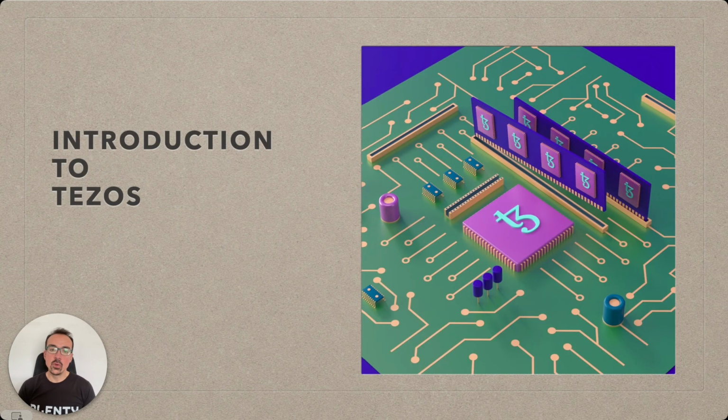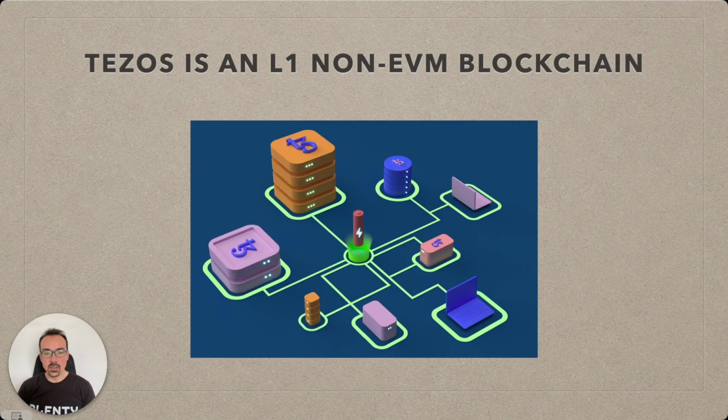To begin, a quick introduction about Tezos. Tezos is an L1 non-EVM blockchain, so we don't use Solidity. The source code of Tezos is written in OCaml. It has also its own smart contract language that's designed for safety and security. So we have a lot of tooling that's pretty different from the rest of the Ethereum ecosystem, but that's designed to be better and safer.